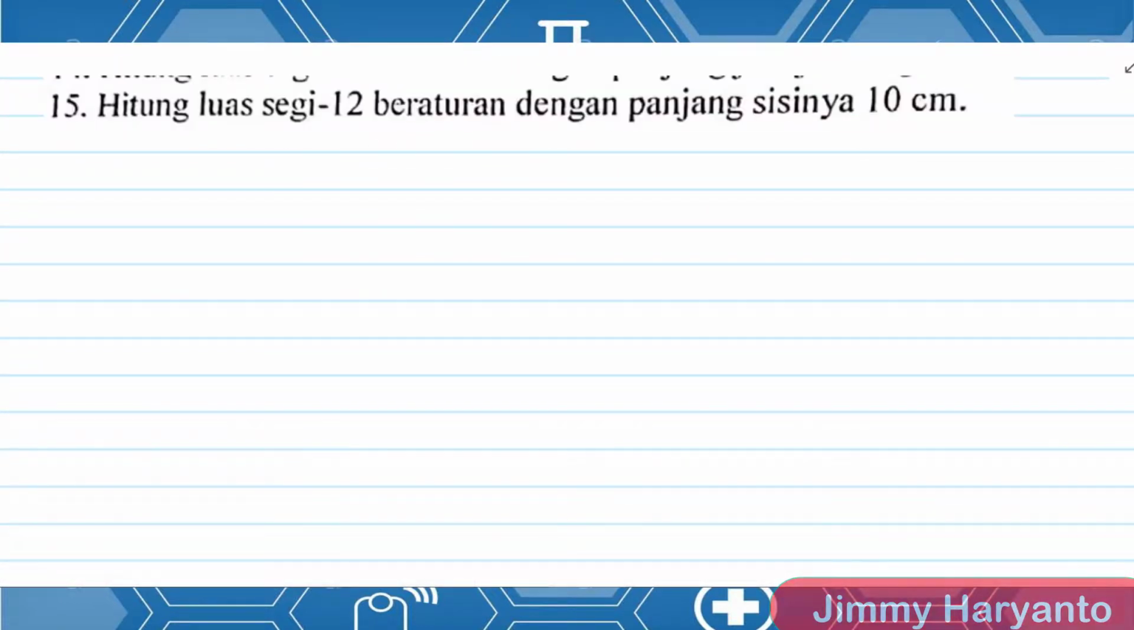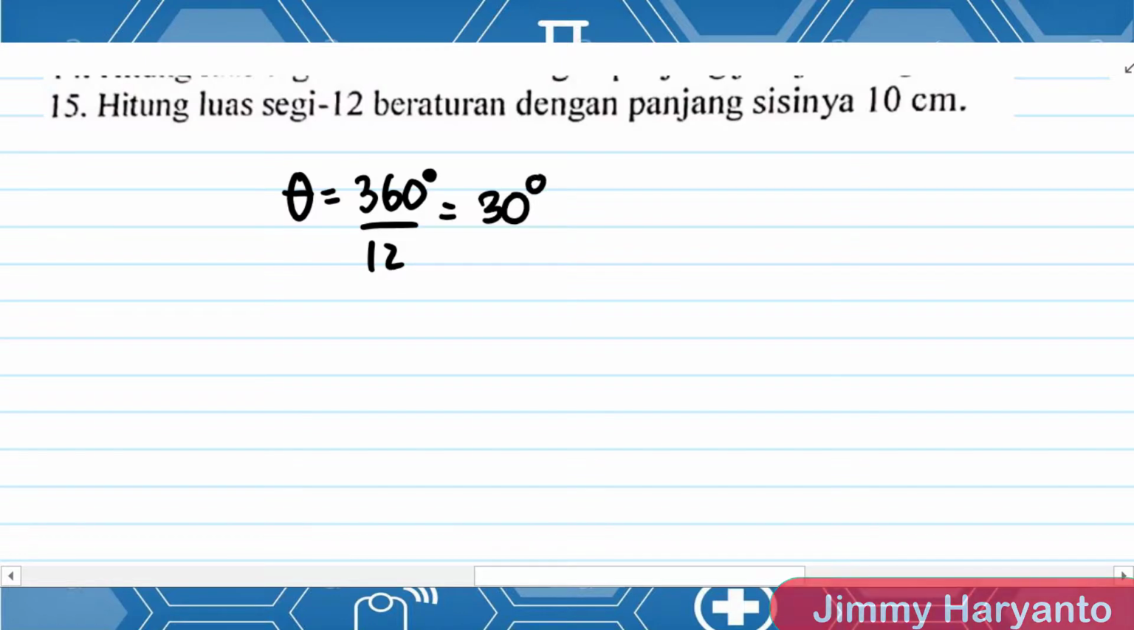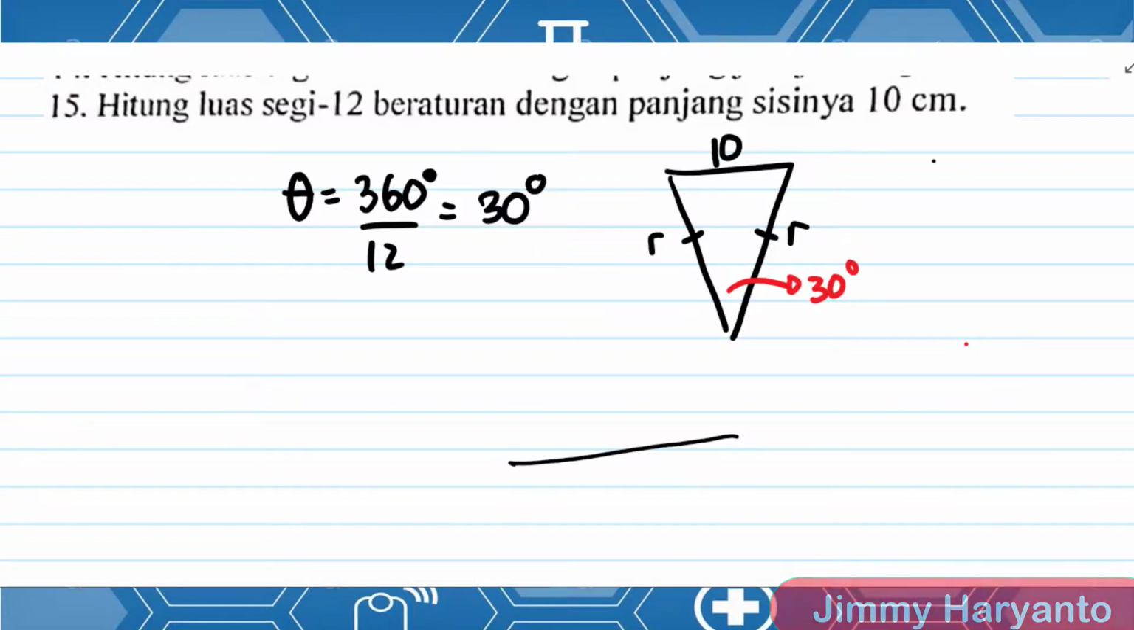Next is number 15. It is the same as the previous one. First I will find theta. Theta equals 360 degrees divided by 12, which equals 30 degrees. So one of the triangles will be like this. Oh, sorry. For number 15, the question gives us the length of the sides, not the radius. So the length of the side is this one. I don't have the radius, so I will call it R, and the angle is 30 degrees. Let's find the radius first using the sine rule.